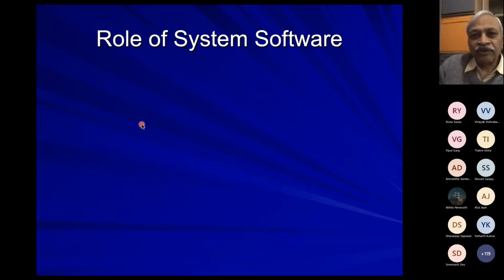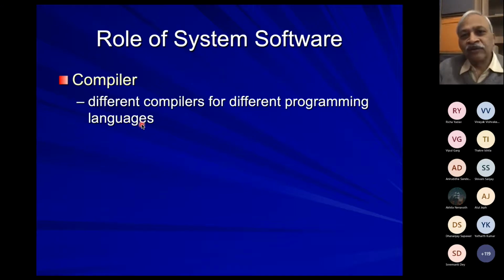So what does the system software do? System software has many programs. You have compilers. Compilers translate programs in the languages of your choice into languages which computers can understand. Okay. So you need different compilers for different languages. All right. So there would be C++ compiler, Java compiler, MATLAB compiler, and so on, which will let you run programs in different languages.